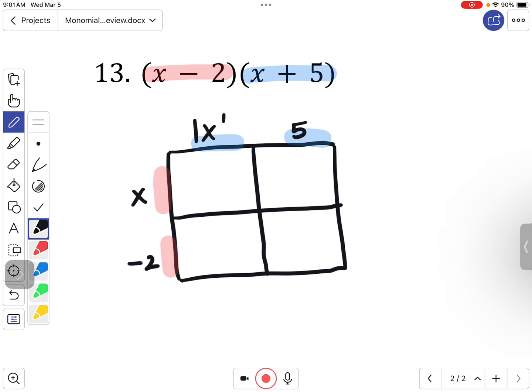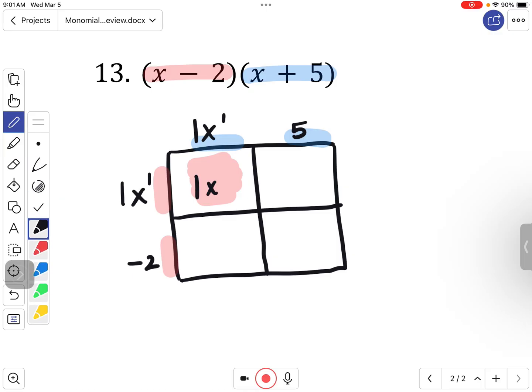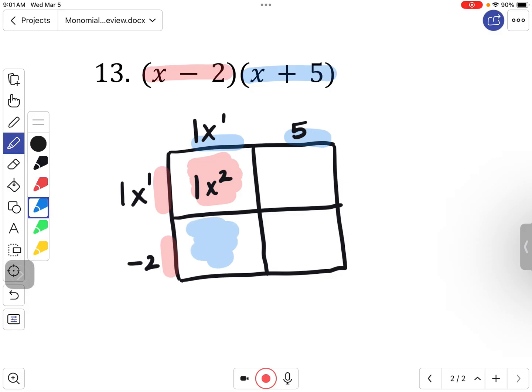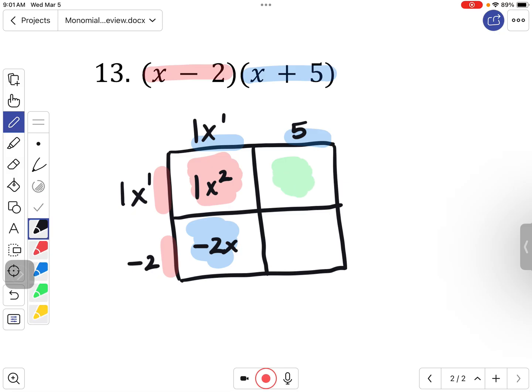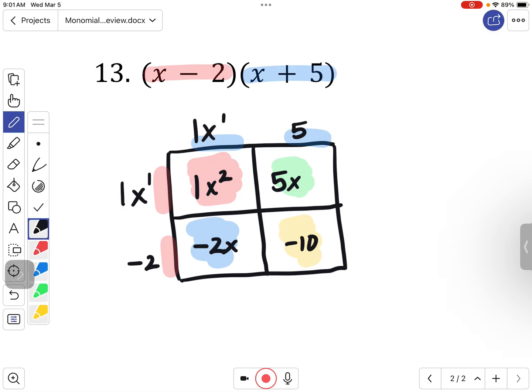I'm going to put my coefficient and my power on these. Okay, so when I'm in this box right here, I'm going above it and to the left of it. 1x times 1x is going to give me 1x squared. When I'm in this box right here, I have 1x times negative 2. That's going to give me negative 2x. When I'm in this box right here, I have 5 times 1x. That's going to give me a 5x. And finally, when I'm in this box right here, I have 5 times negative 2. That's going to give me a negative 10.